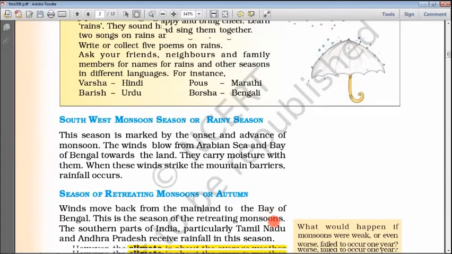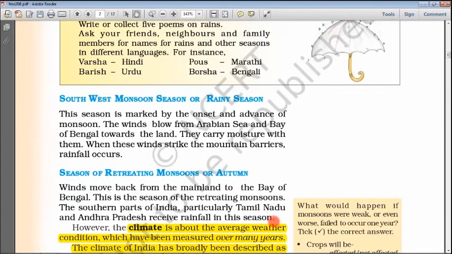Then we have the rainy season, which is also known as the southwest monsoon season. This season is marked by the onset and advance of the monsoon. The winds blow from the Indian Ocean towards the land. They carry moisture with them. When these winds strike the mountain barriers, rainfall occurs.